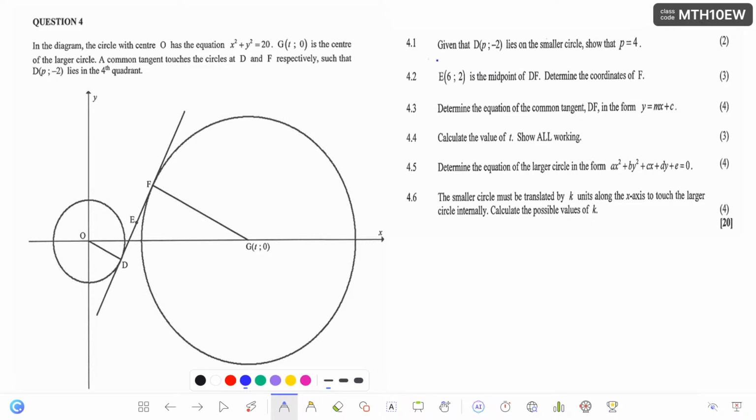Calculate, given that D is equals to P and negative 2, which lies on the smaller circle. Show that P is equals to 4. So how can we show that? We are going to use the equation in order to show that. The equation we're given is x squared plus y squared is equals to 20.